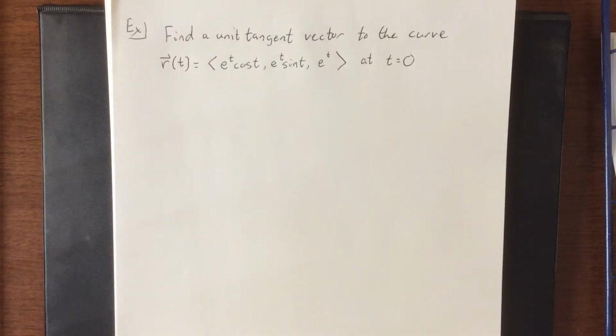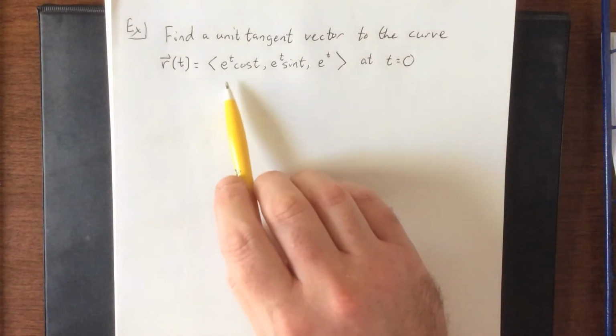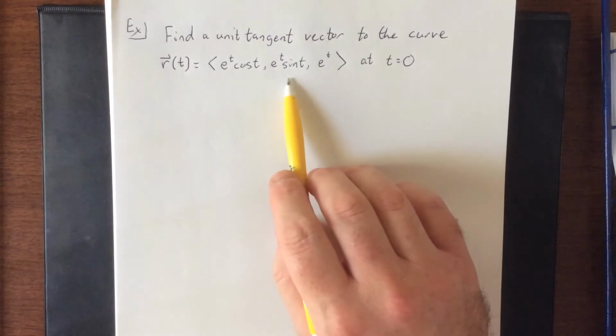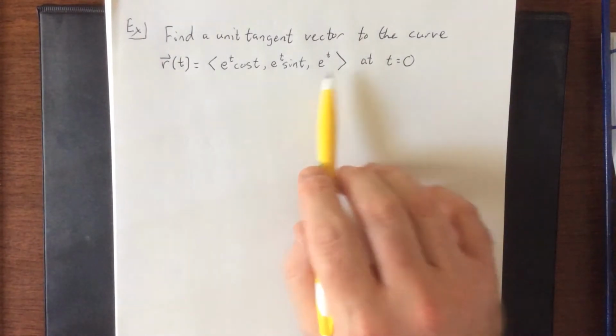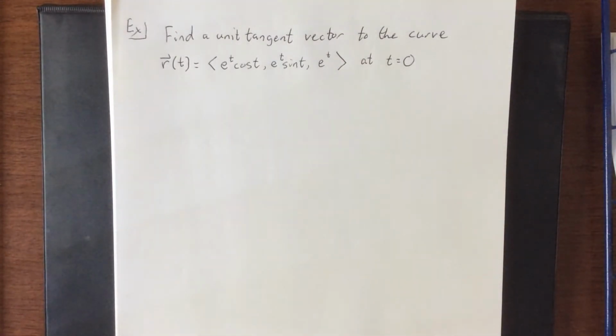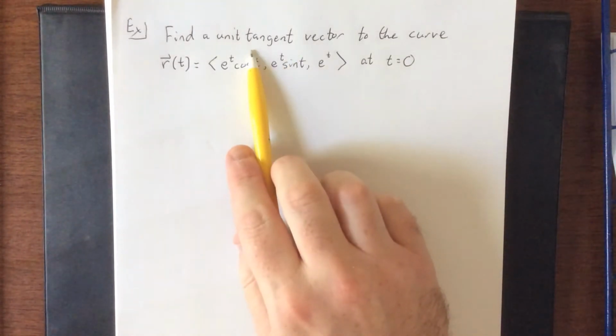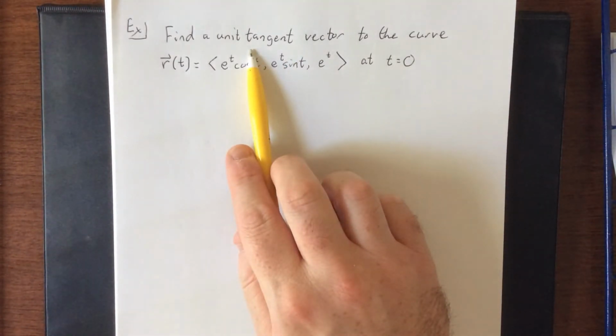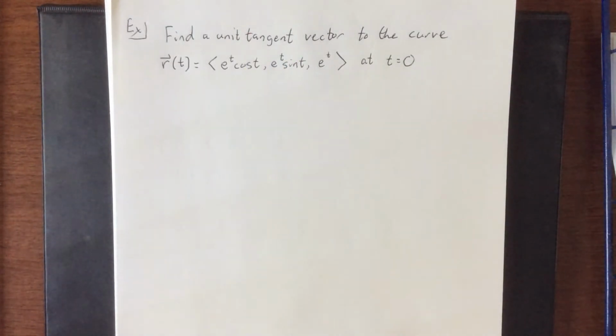Alright, one more example here. What I'd like to do is find a unit tangent vector to the curve r of t, whose component functions are e to the t cosine of t, e to the t sine of t, and e to the t, at t equals 0. In order to find a unit tangent vector, we'll need a derivative, and then we'll be dividing by the magnitude of that derivative.